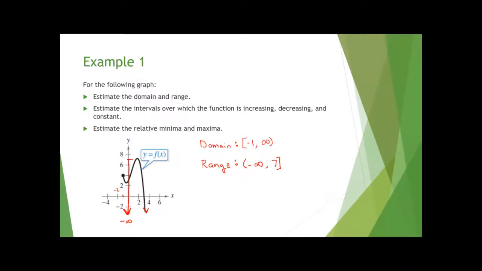So next is the intervals over which the function is increasing, decreasing, and constant. And this is the part that a lot of people get confused. So again, I'm going to draw. Let's start with increasing. Our graph is increasing in just one section here, but I need to translate to what x values that is increasing.